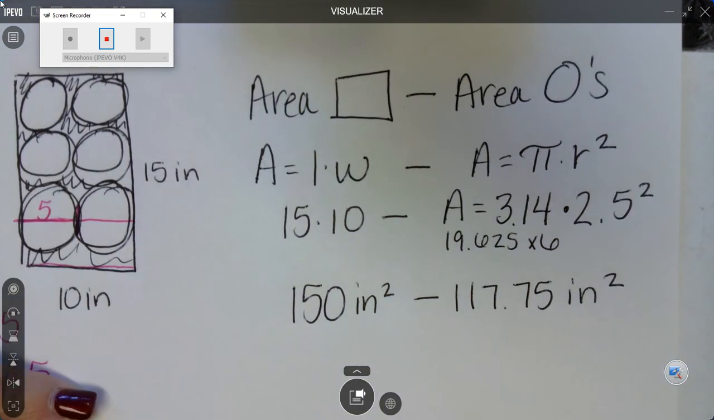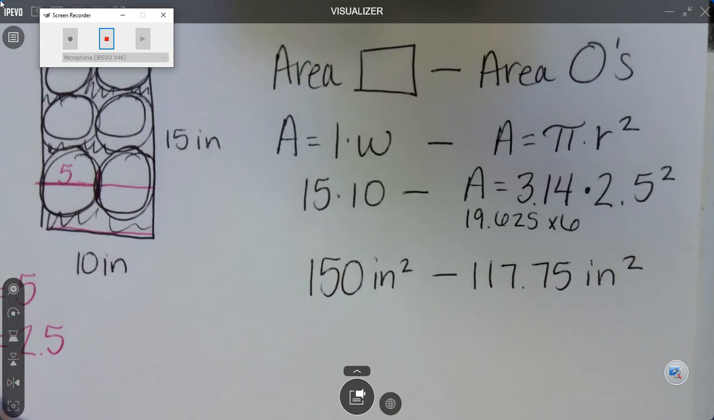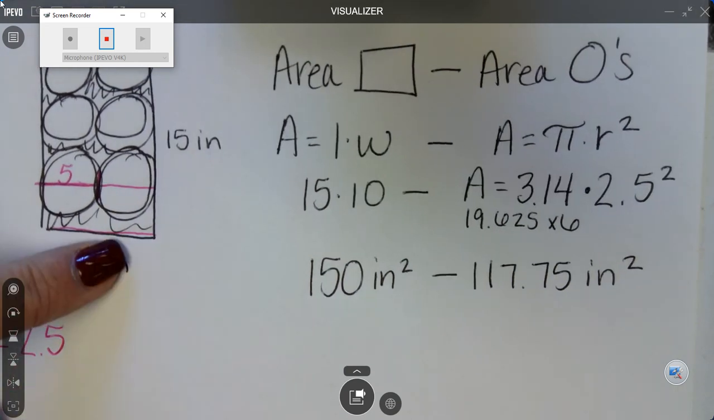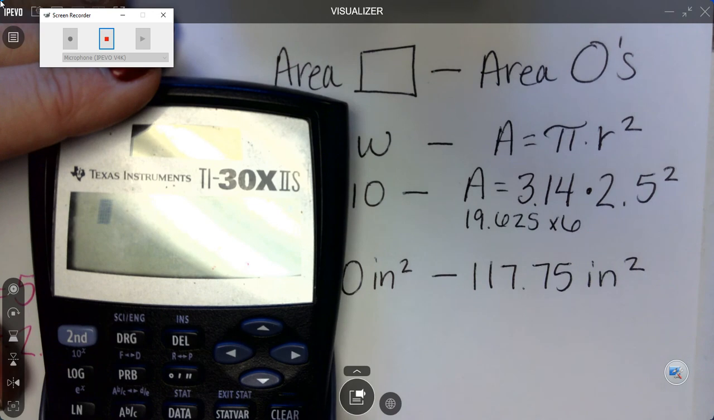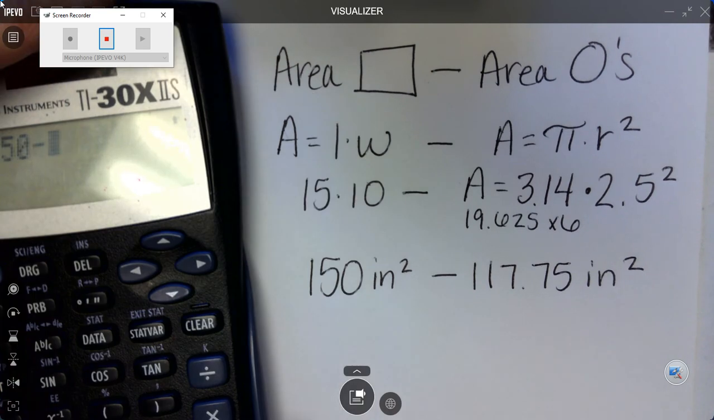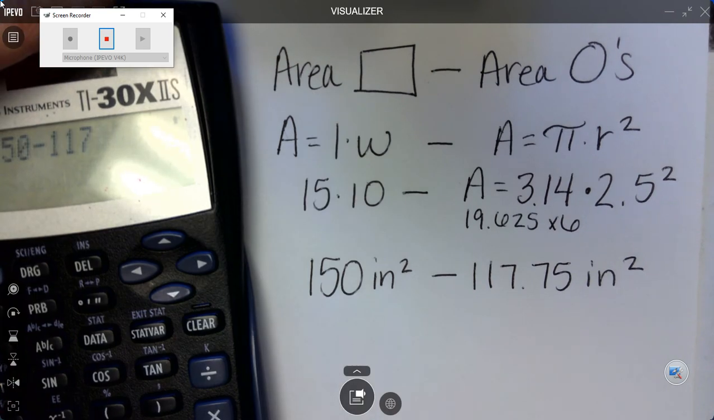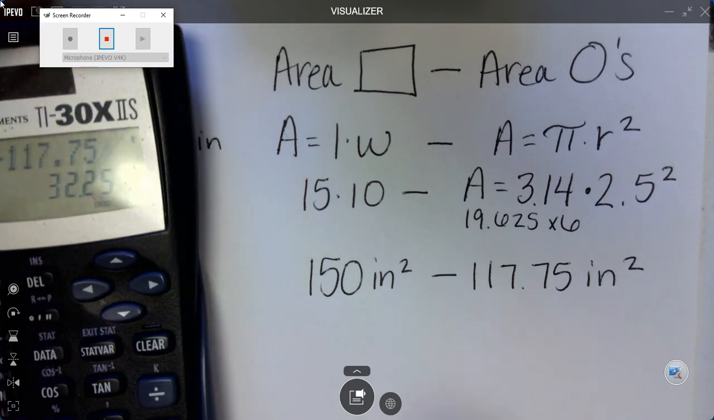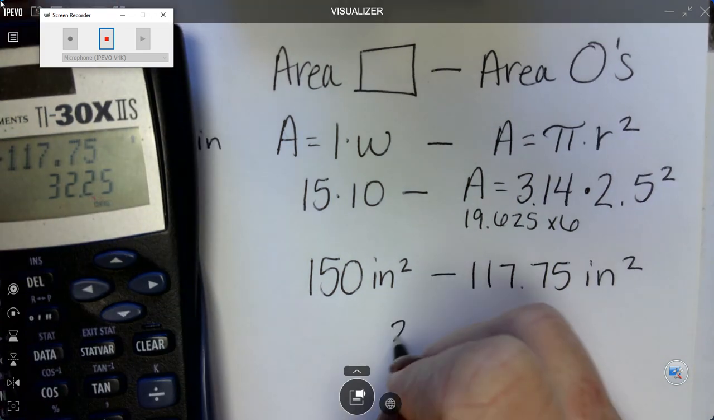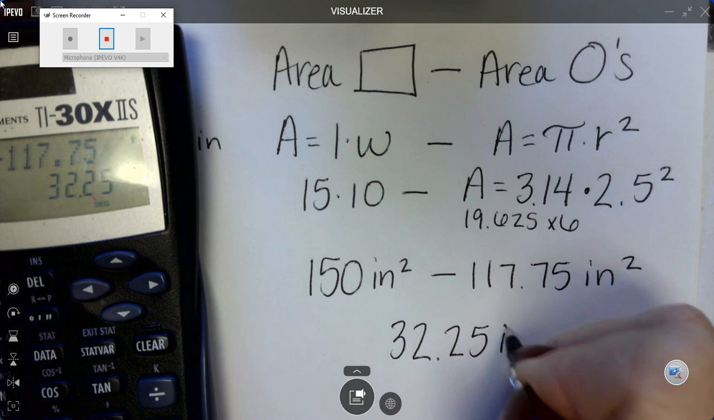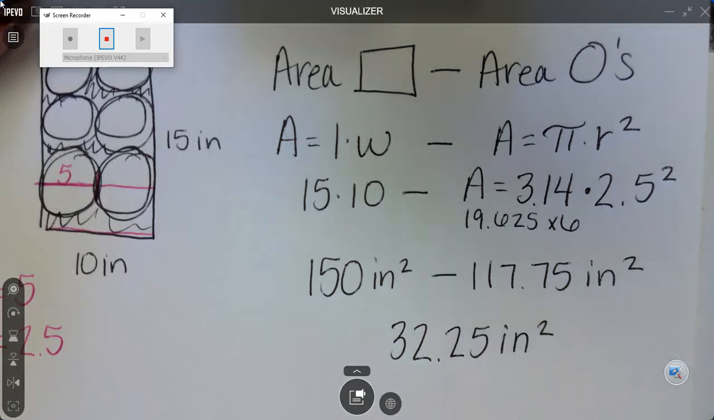And now, last step. All we're going to do to find the leftover area is take 150 and subtract 117.75. And it comes out to be 32.25 inches squared of leftover space.